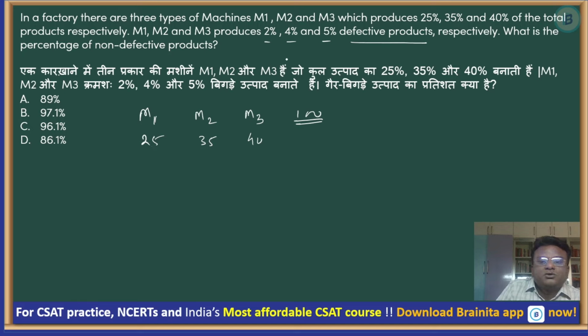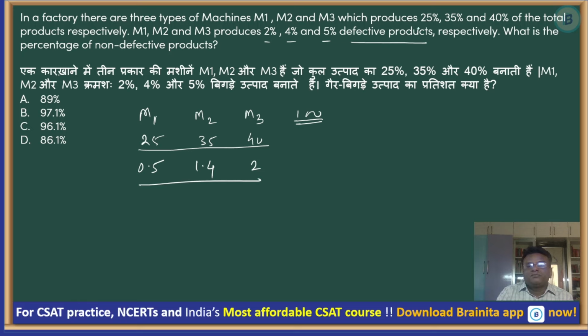So 2% of 25 is 0.5, right? You have to just multiply and divide by 100. So 25 into 2 is 50 divided by 100 is 0.5. Similarly, 4% of 35 is 1.4. 35 into 4 is 140, so 1.4, and this is 2. Okay, so out of this production, these many quantities are defective.